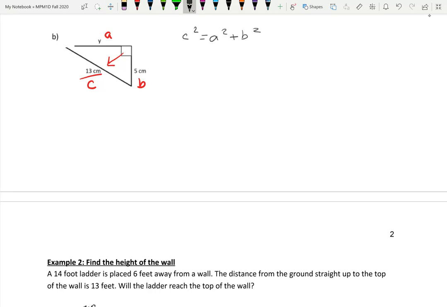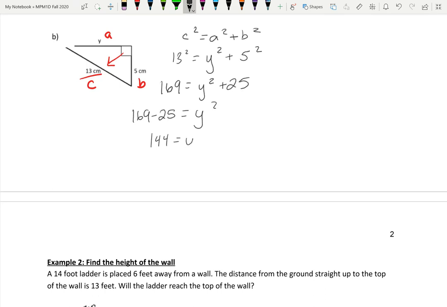I know my hypotenuse value. I'm trying to find a, and in the diagram it's labeled as y. So I'm just going to sub y for a, and then we know that b is 5. 13 squared is 169. I still don't know what y is. 5 squared is 25. I'm going to bring my 25 over, and it becomes its opposite operation. And simplifying my left side.